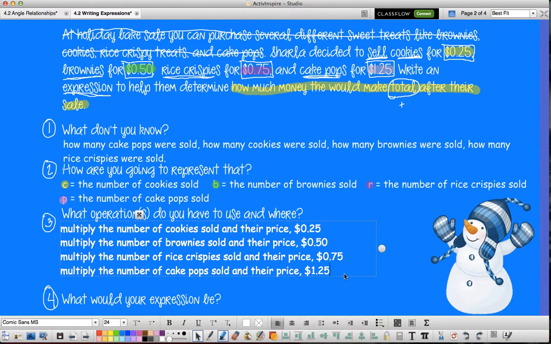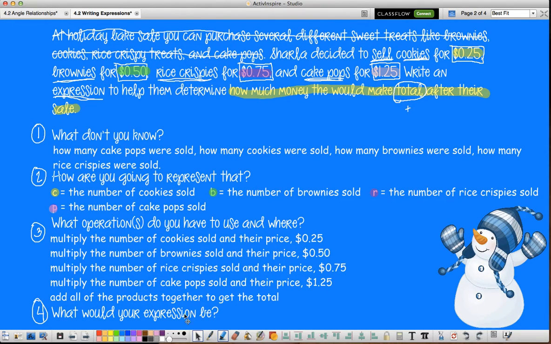But now, if I just leave it at this with all these multiplication problems, that leaves me with 4 different expressions. I don't want 4 different expressions because I want the total. We knew that we were going to have to add. So in this case, I'm going to have to add all of the products together to get the total.